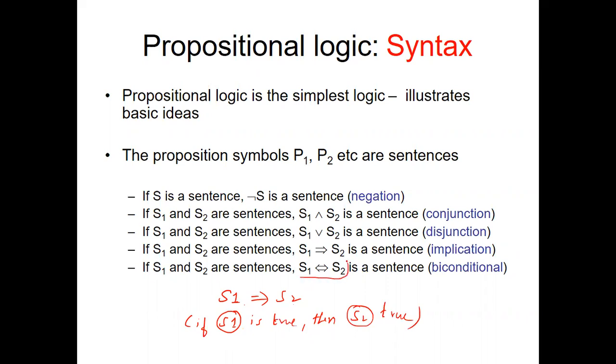But when you see S1 bidirectional S2, it means this is basically two way. Bidirectional is S1 implies S2 and S2 implies S1. It is both ways. That is, whenever S1 is true, S2 is true, and whenever S2 is true, S1 is also true. But this implication talks only about S1: if S1 is true, S2 is true. That's all it says. It is not coming in the reverse direction, but bidirectional takes both cases.